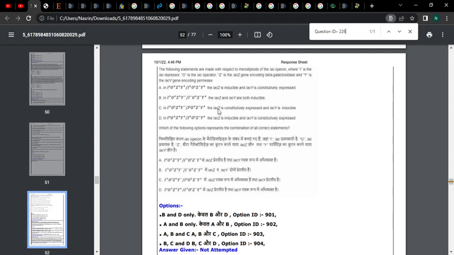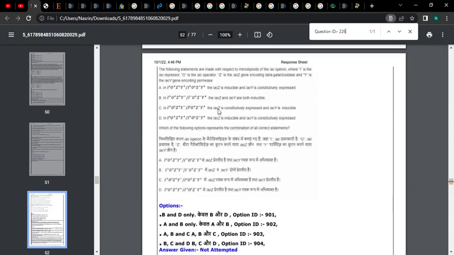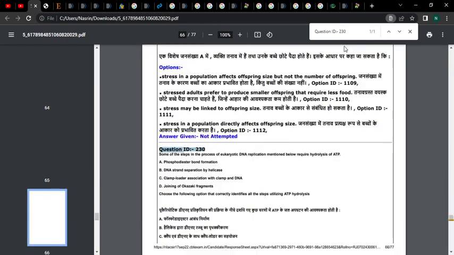So anyway, this question will be considered a dropped question, and students who had attempted this question will be getting your marks. Because option A and option D are similar or the same, that is due to a mistake in how they typed this particular question. And the next question is question number 230.